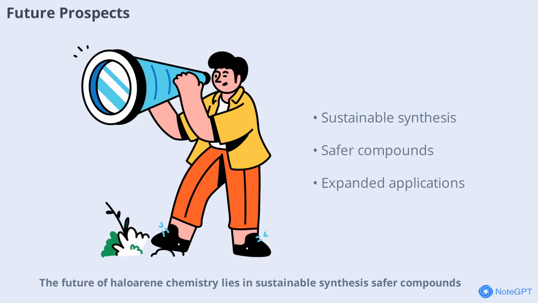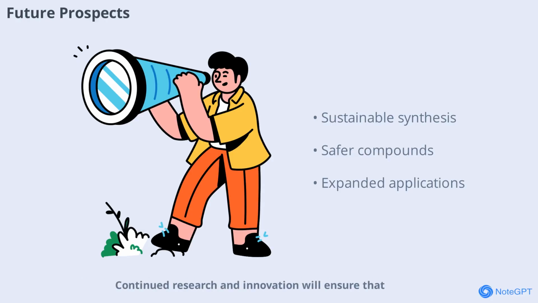Future of halogen chemistry lies in sustainable synthesis, safer compounds, and expanded applications. As environmental regulations become stricter, the demand for eco-friendly processes and products will increase. Continued research and innovation will ensure that halogens remain valuable tools in chemistry and industry.